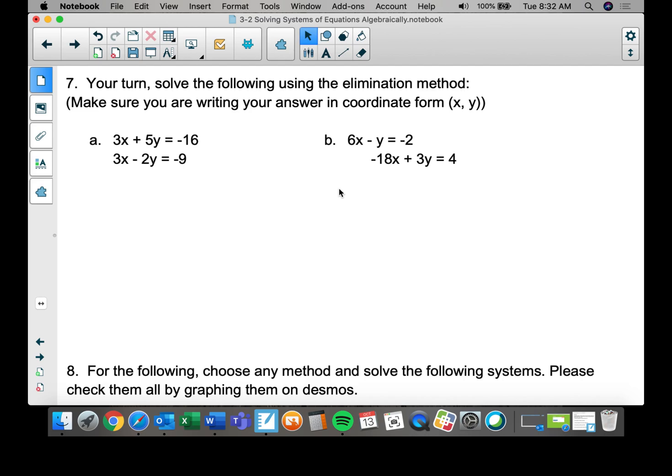Okay? So do the best you can. Like I said, if you need to Google some stuff, go ahead and Google whatever. Elimination method, substitution method, system of linear equations, any of those types of things.